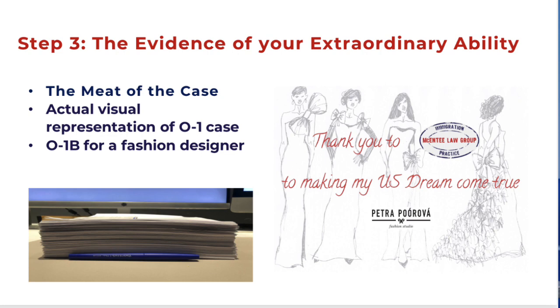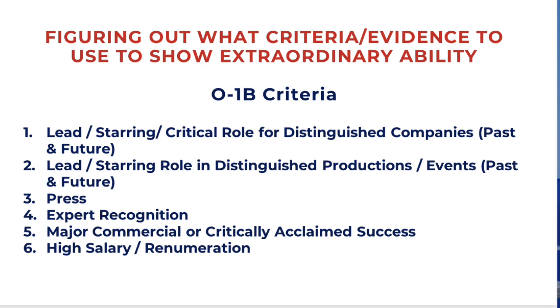But in figuring out what kind of evidence we're going to be using, we look to the USCIS's list of O-1B criteria. There's 6 on the list here, and you only need to show that you hit 3 of them. And the other thing with O-1s is that we need to be able to demonstrate past and future will be aligned in the evidence that we use. And so we can chat through these one by one.